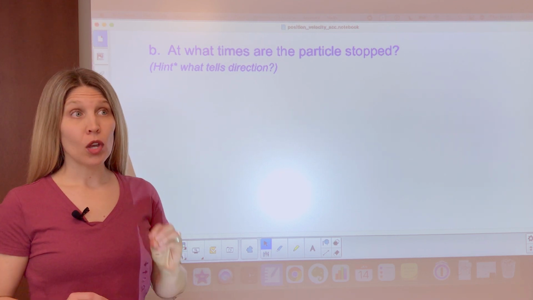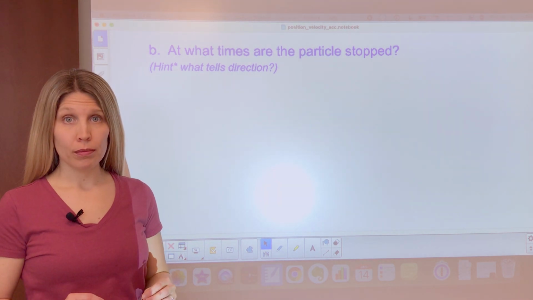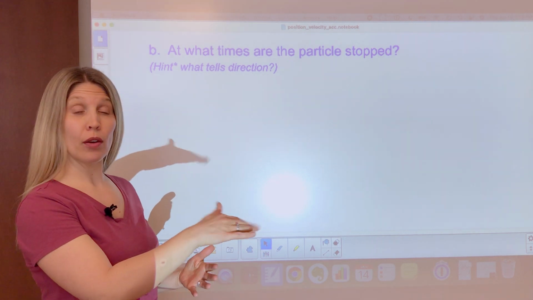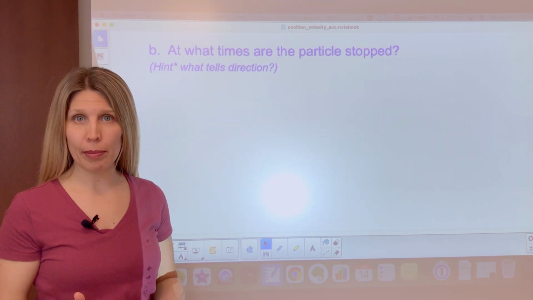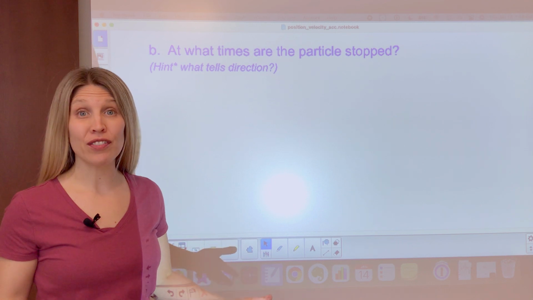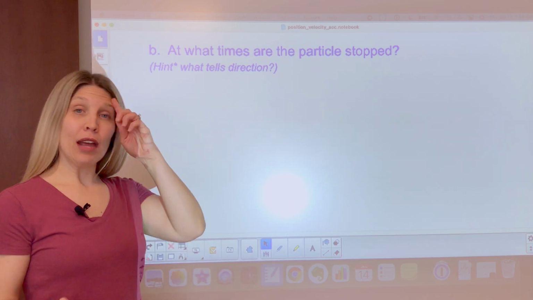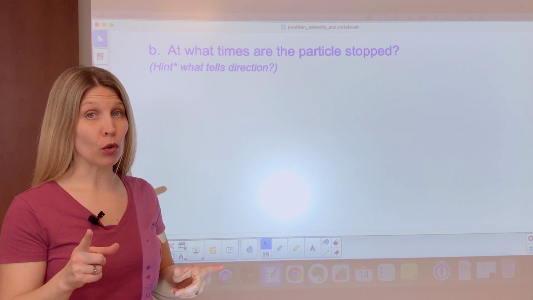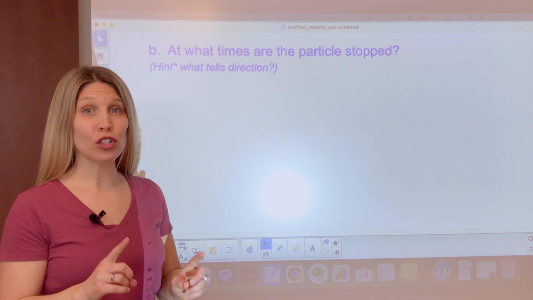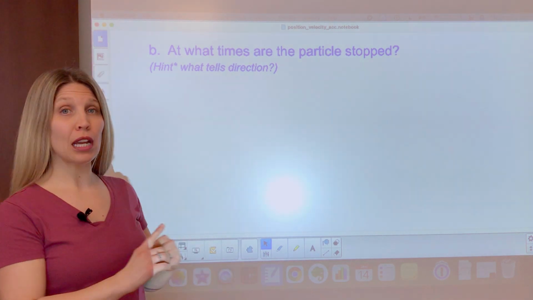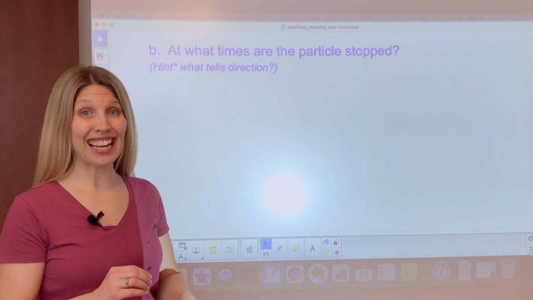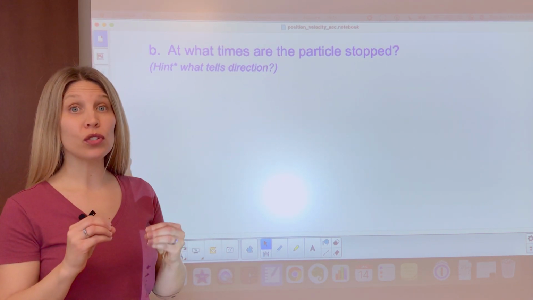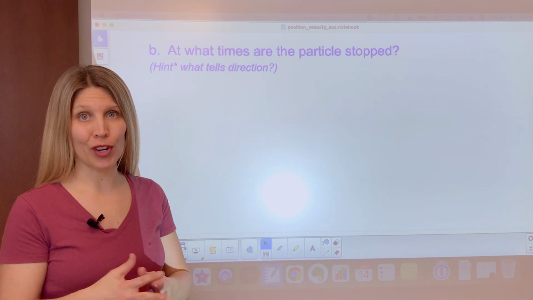So think about this. When you are driving in a car and you're heading in one direction, and then you want to turn around and go back the other direction, what has to happen to your vehicle? You have to stop, right? And which one of these, position, velocity, or acceleration, tells us direction? If you don't remember, look back through your notes. Direction is velocity. And if you're going to change directions, that means your vehicle has to stop. So we want to know when our velocity equals 0, because that means that our vehicle has stopped.